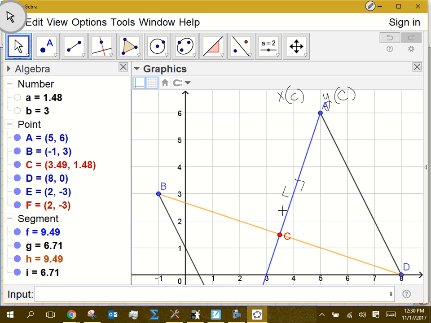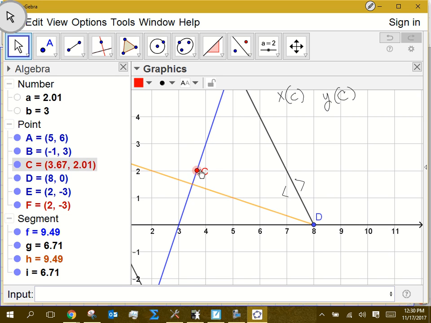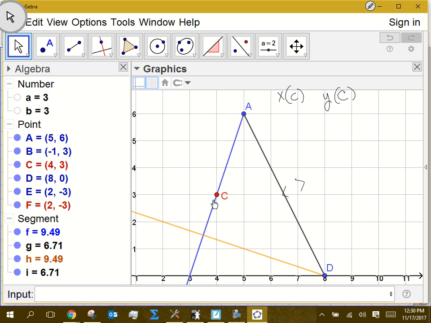It would make sense to use maybe that point right there, because that's an intersection of grid lines, right? Does it make sense to use that point right there, C? No, because I've got to kind of guess, right?